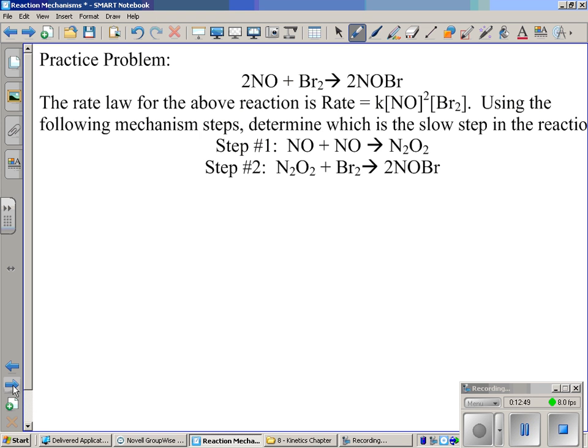It's not asking you to write the rate law. The problem actually gave you the rate law. Here's the rate law for the reaction. Okay, it's rate equals K times NO squared times Br2. Now remember, this overall equation doesn't tell us anything about the rate law other than what reactants we could potentially have. One of these two steps is leading to that rate law.